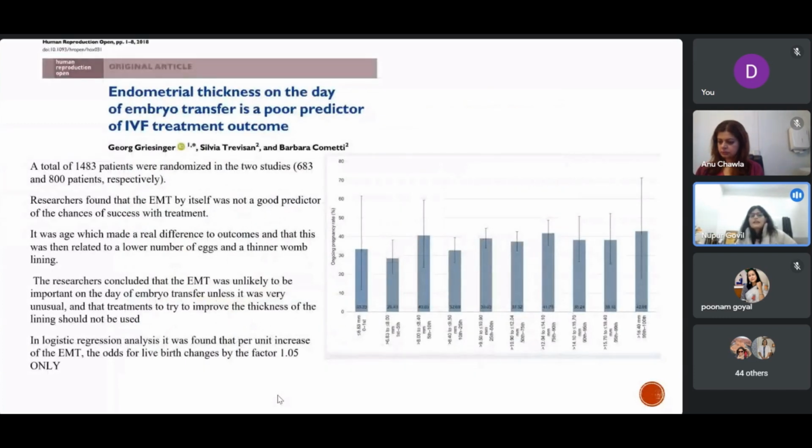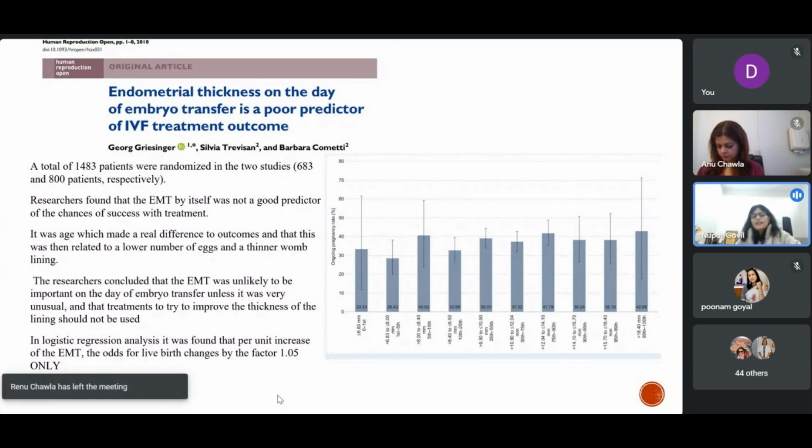This was a study by Grisingar et al, and they said that endometrial thickness is actually dependent on the age and number of eggs retrieved, and they concluded that it should not be taken as a good predictor of treatment, because it depends upon the embryo quality and the age of the patient. And they concluded that unless the endometrial thickness is on the extreme side, no treatment should be tried to improve the thickness of the lining.